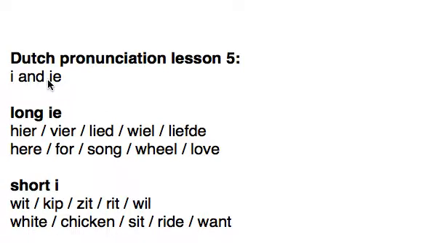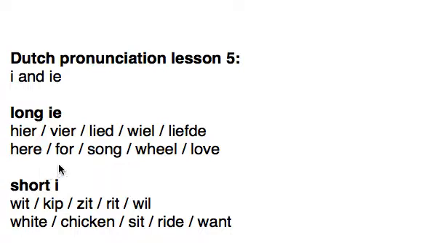We're going to take a look at the E and the I. So when you see I or IE in Dutch, the pronunciation will be different. The IE, you pronounce it as I, as in the following words: hier, vier, lied, wiel, liefde. Very important word, liefde. It's important in every language, I guess.